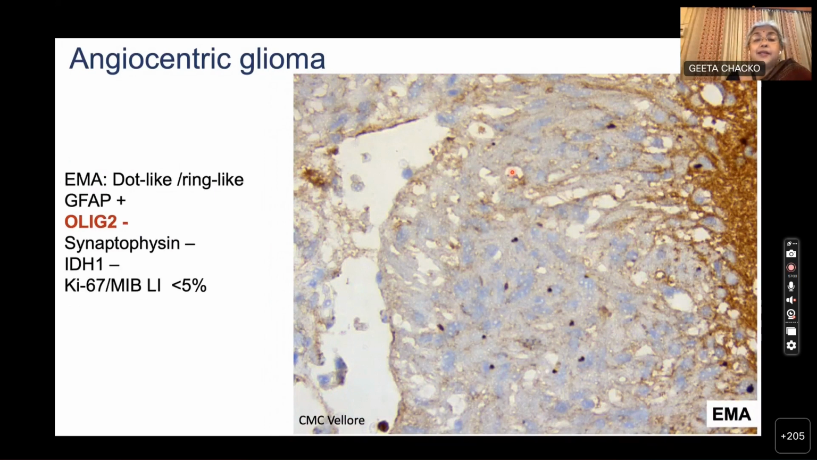And classically, they show dot-like positivity for epithelial membrane antigen. There's another tumor where you see dot-like positivity. Do you know which one that is? For EMA?